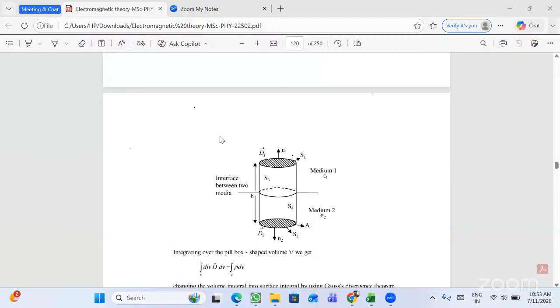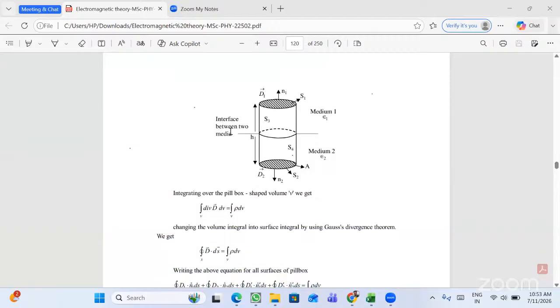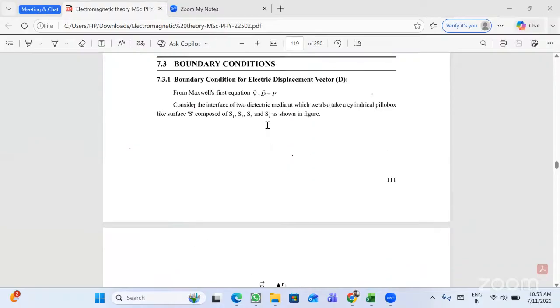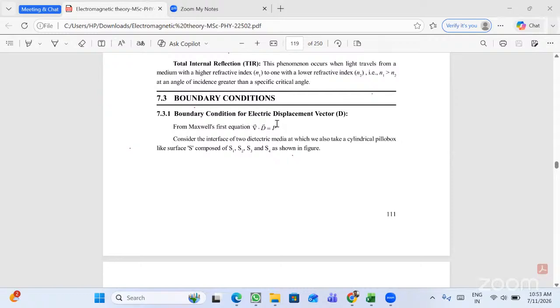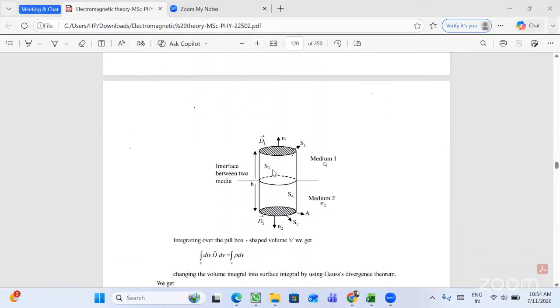Right. So here, this is the pillbox which we have taken, and these are the different surfaces we have discussed. What we have considered here is Maxwell's equation, del dot D equals rho. As we have taken the pillbox in a cylindrical shape, we call it a cylindrical pillbox. The surfaces are S1, S2, S3, S4. S1 and S2 are the surfaces which lie completely in medium 1 and medium 2. S3 will be covering medium 1 and S4 will be covering medium 2. That is what we have.